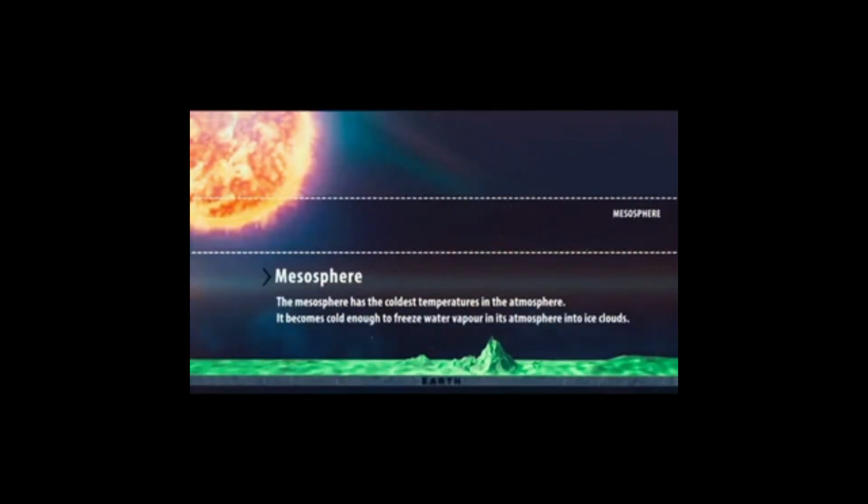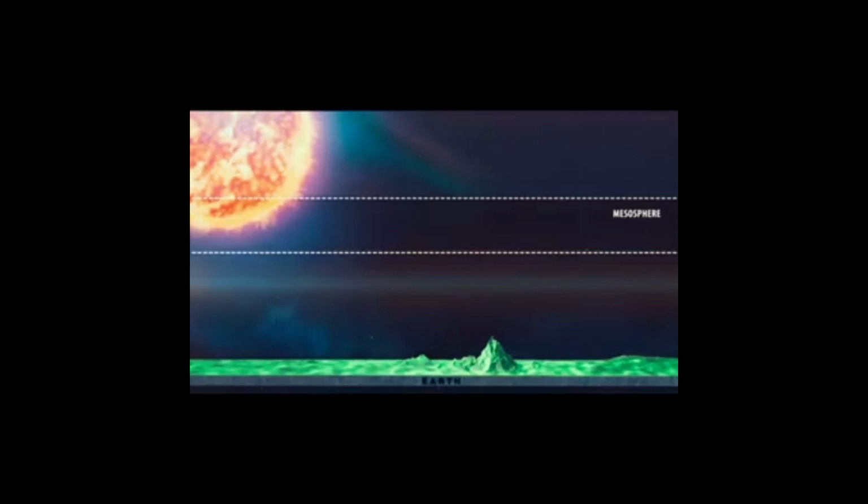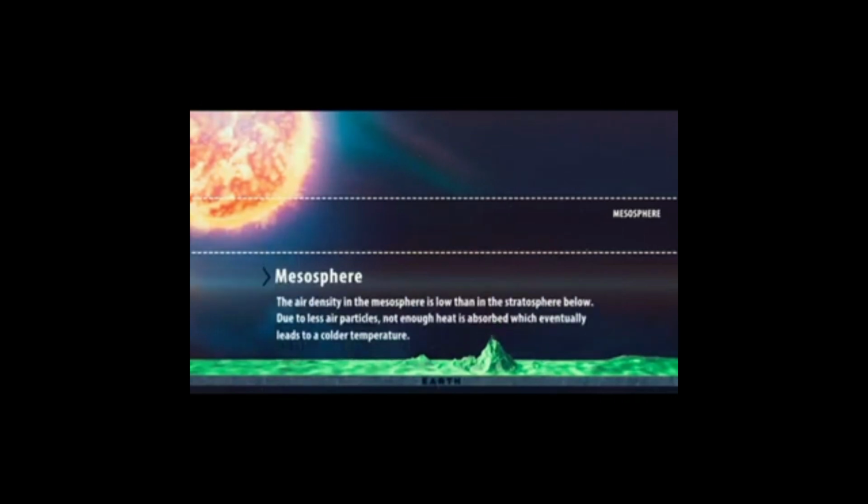The mesosphere has the coldest temperatures in the atmosphere. It becomes cold enough to freeze water vapor in its atmosphere into ice clouds. The air density in the mesosphere is lower than in the stratosphere below. Due to fewer air particles, not enough heat is absorbed, which eventually leads to a colder temperature.